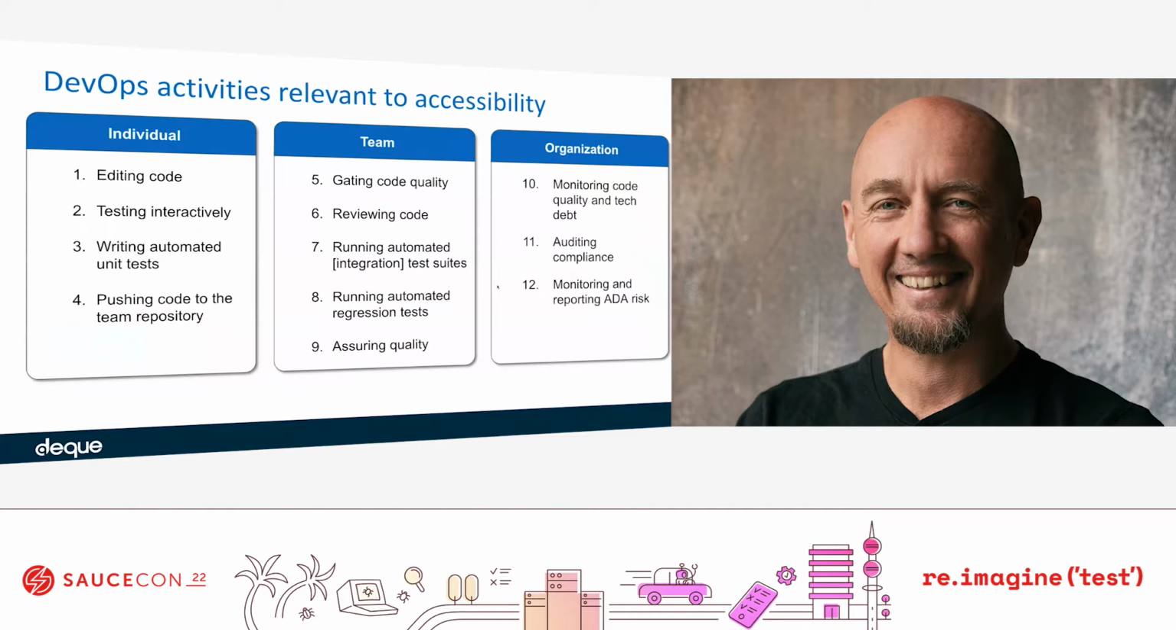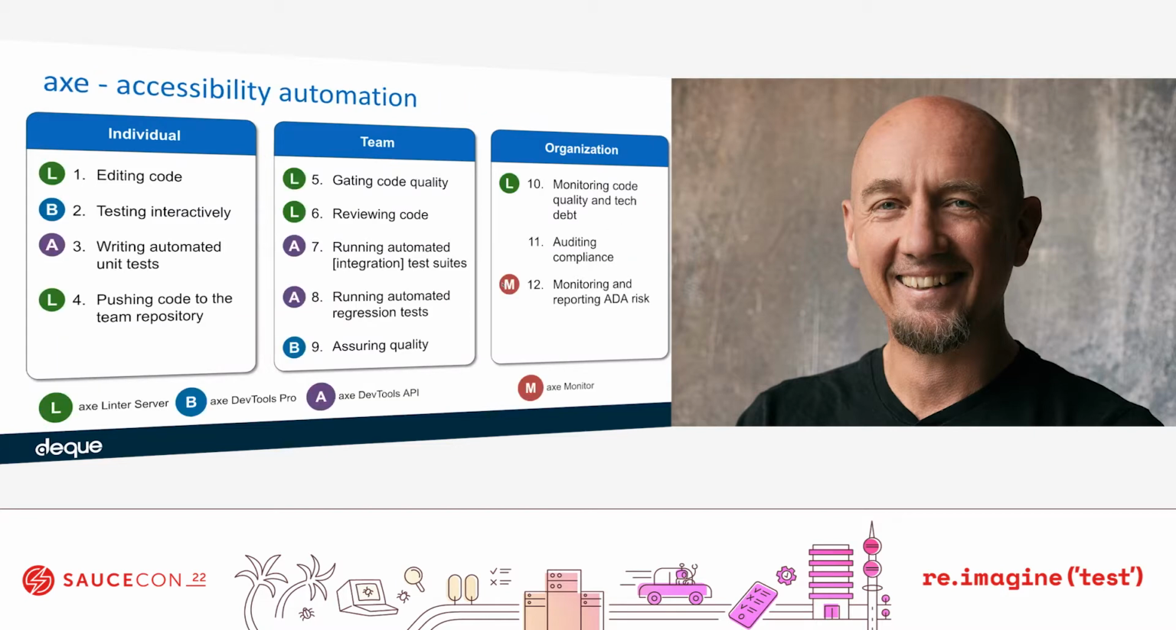From a DevOps activities perspective, you can look at it from the individual, you can look at it from the team or the organization level, and really at all of these areas, you can plug in some pre-existing tools that can really help you be much more efficient. So a linter can be used, for example, while editing code as an individual. It can also be used for helping to gate code quality as a team.